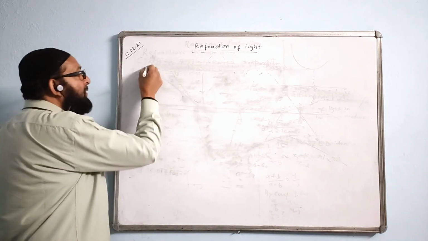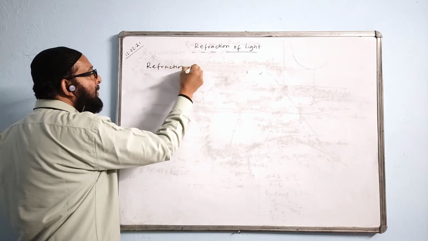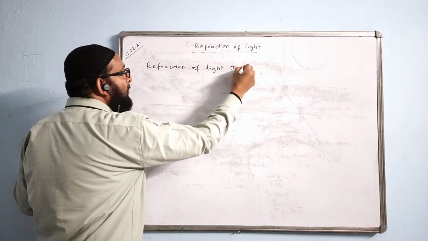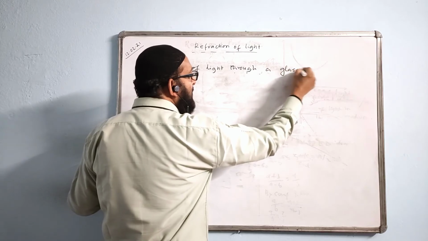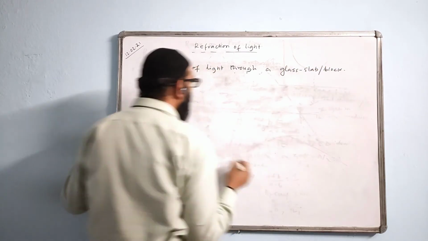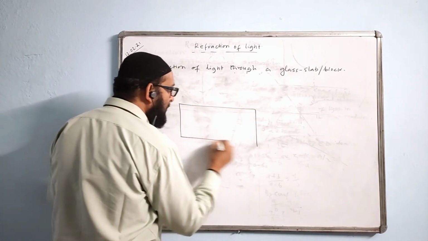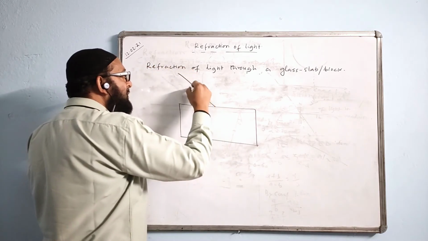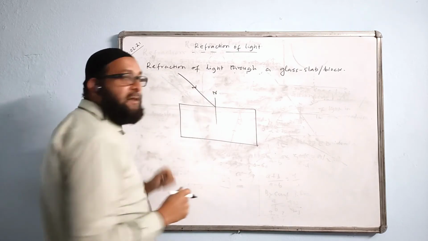Now the next topic is refraction of light through a glass slab or glass block, rectangular glass block. For this we draw the diagram like this. We take a glass block, and the ray of light is coming like this, and we have to show how the refraction is taking place here.